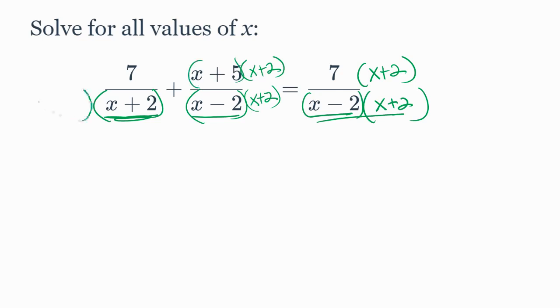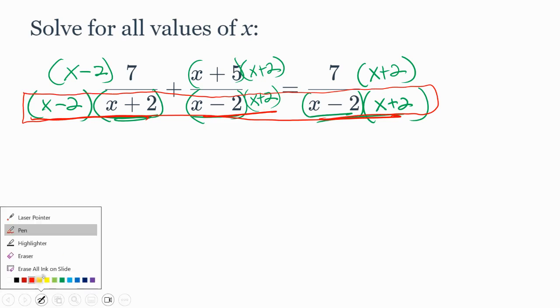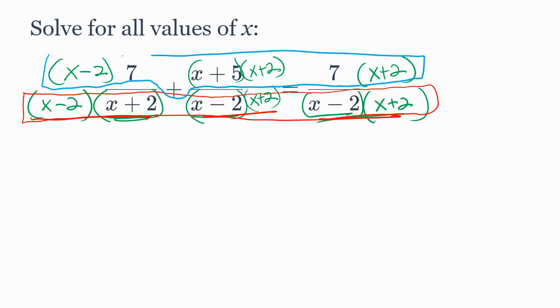And this first fraction, if I put an x minus 2 as a product in front of it, now all of them have the same products, the least common denominator. They have one of each binomial product. And now since they are all the same, I can just solve my numerator equation. My numerator equation takes all this off to the side and works it through.